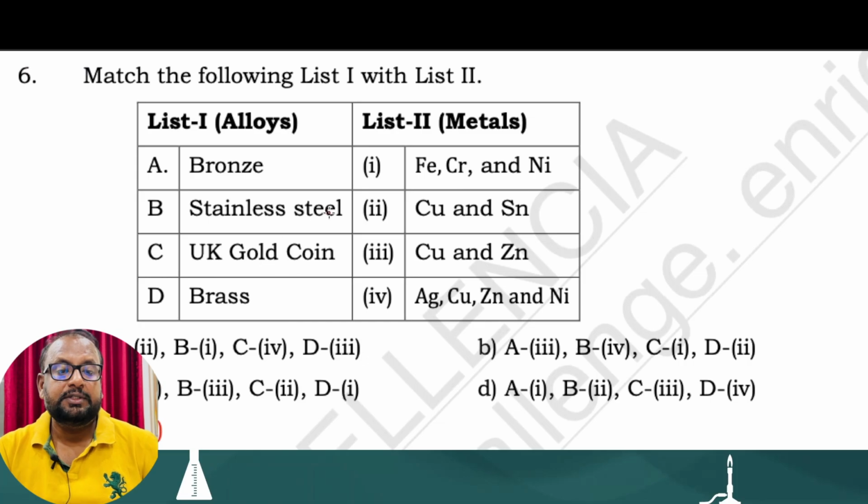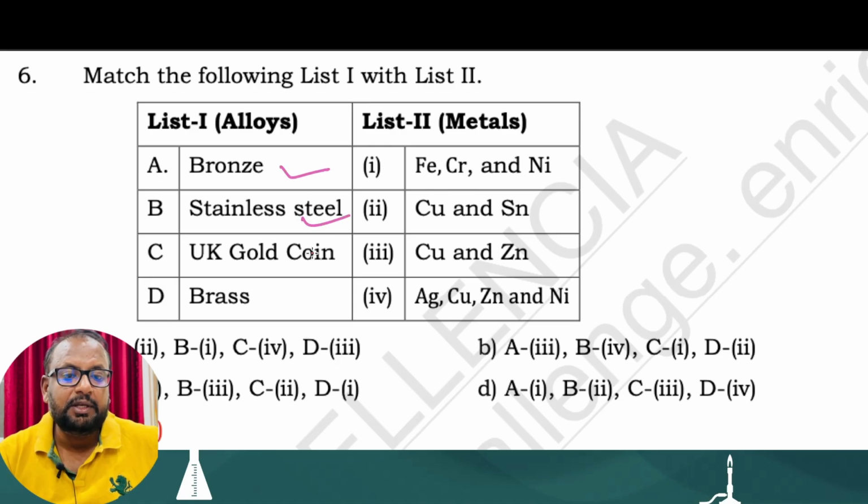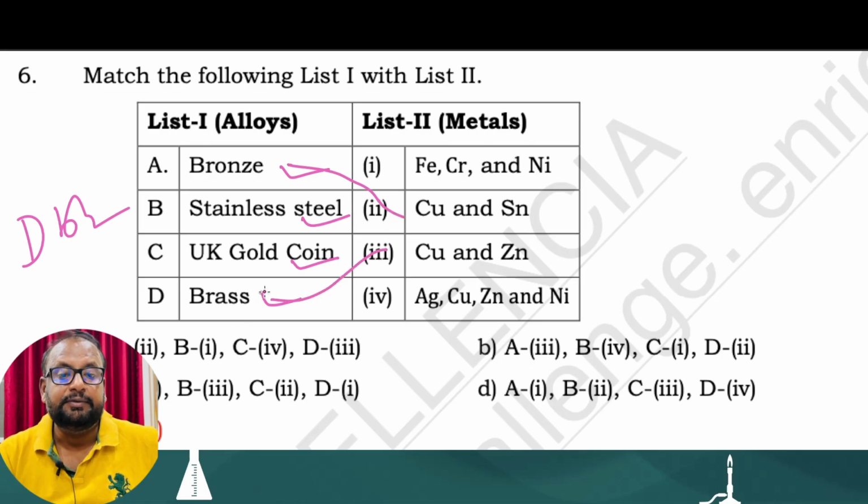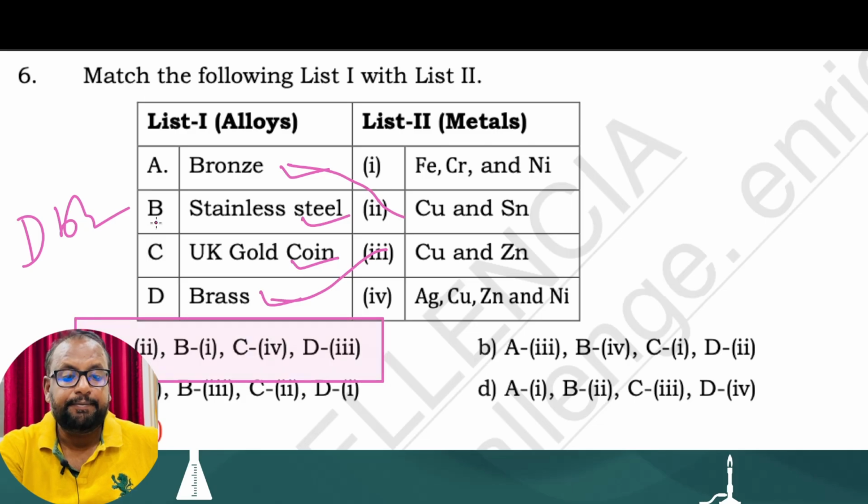Yeah, next one, some alloys are given here. We have to match them with the metals used in these alloys. So bronze, stainless steel, UK gold coins and brass. This is from uses of D block elements. Right? We know that the bronze is made from copper and tin. Brass is made from zinc and copper. Right? So A goes with 2. A to 2 is in option A. So answer for this question is A.